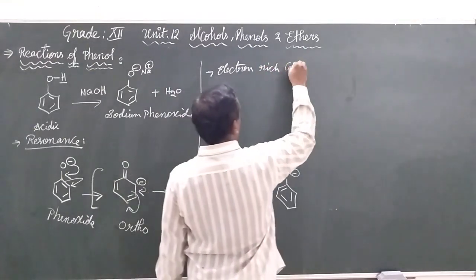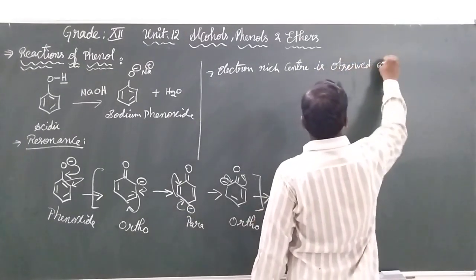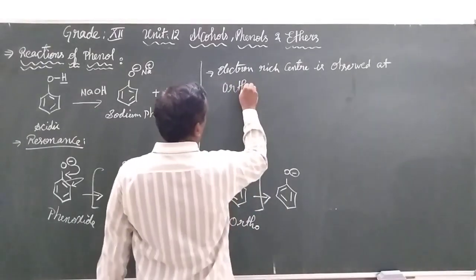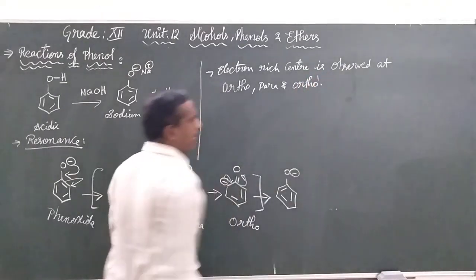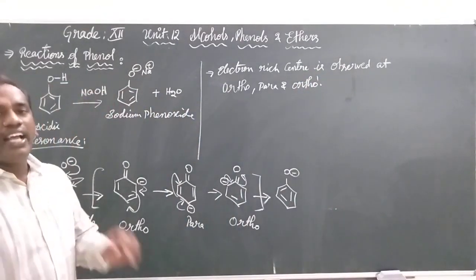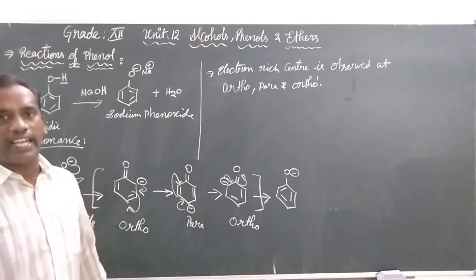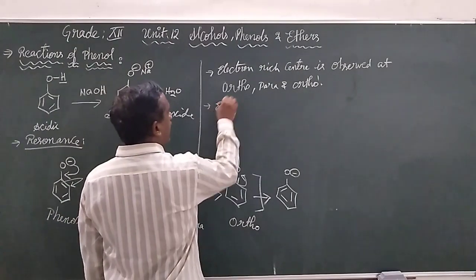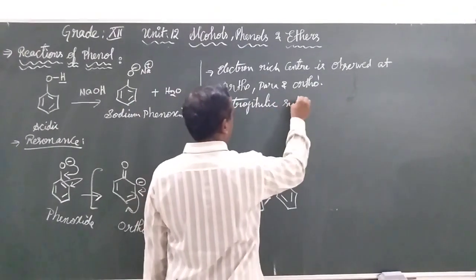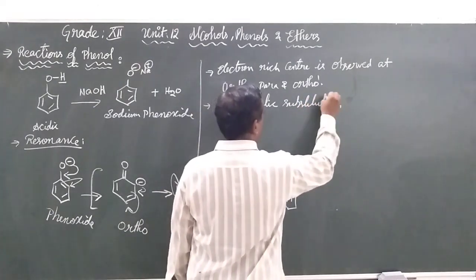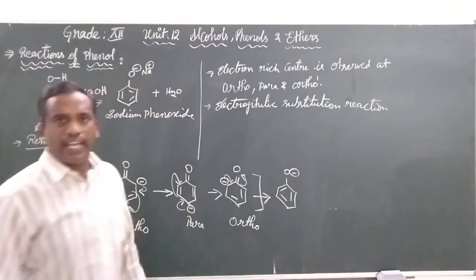the electron-rich center is observed at ortho, para and ortho dash. Hence, at those positions, there will be an electrophilic substitution reaction. How do we say that it is undergoing an electrophilic substitution reaction?